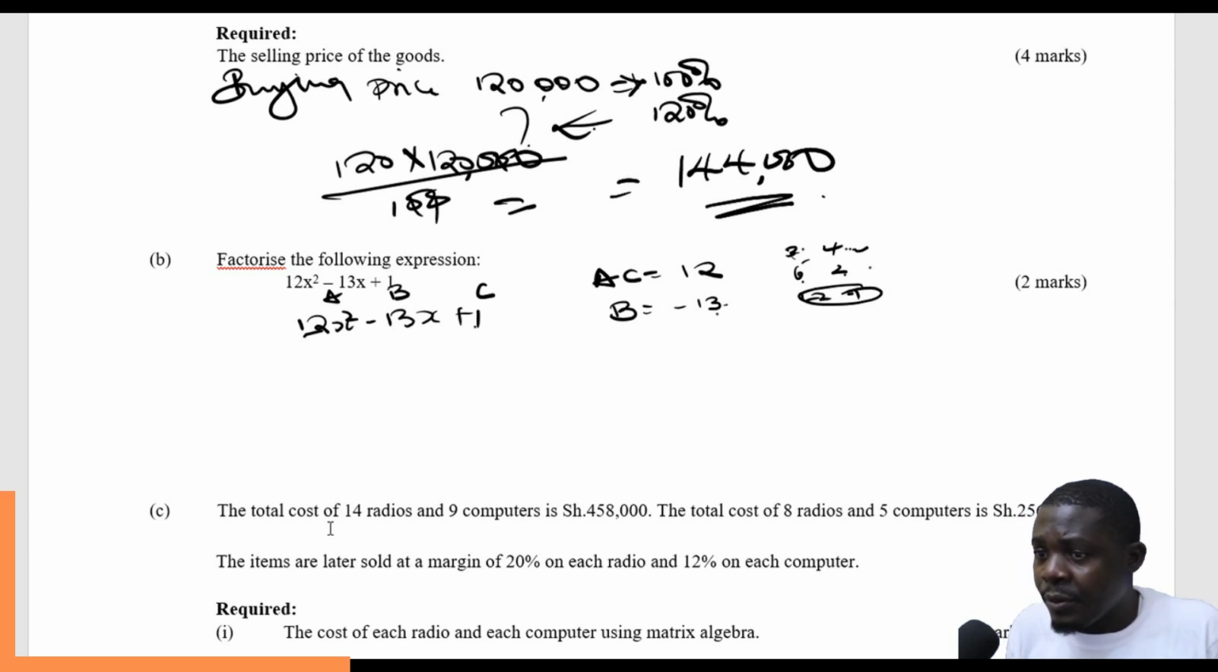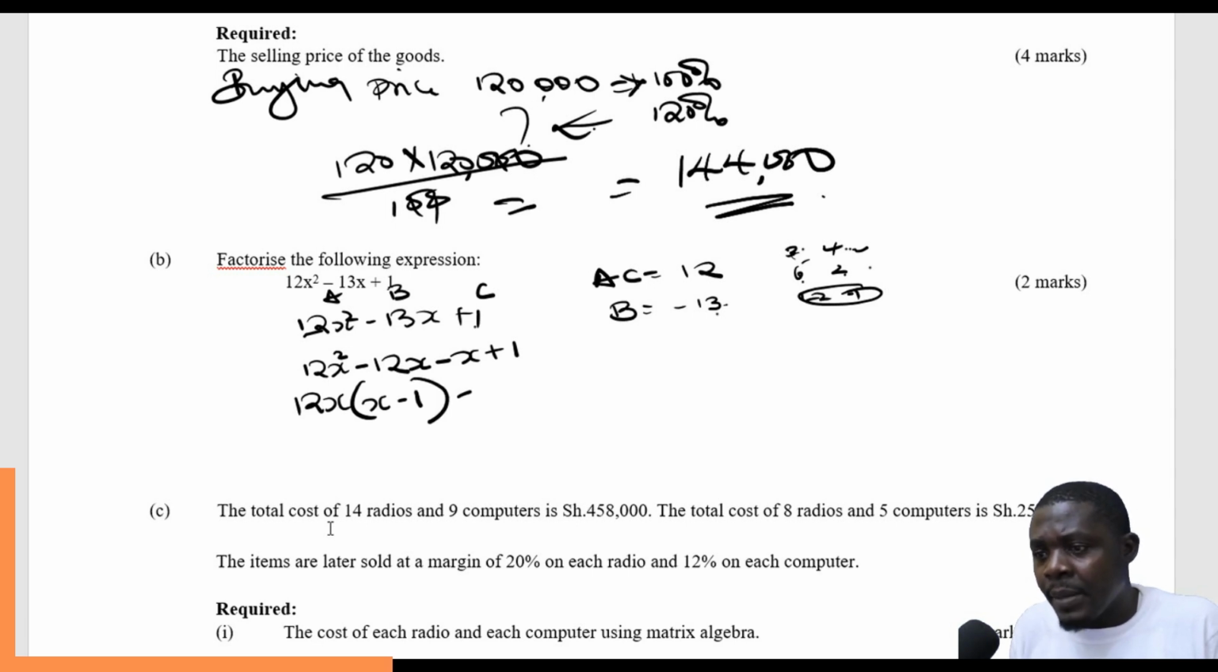We can rewrite our equation. We have 12x squared minus 12x minus x plus 1. For like terms, it's going to be 12x into x minus 1, minus 1 into x minus 1. The reason why I'm putting negative here is that negative 1 divided by positive 1, you get negative. Therefore, we have 12x minus 1, then x minus 1.